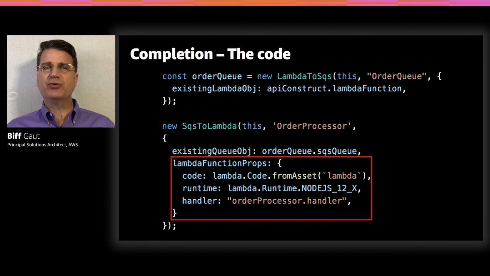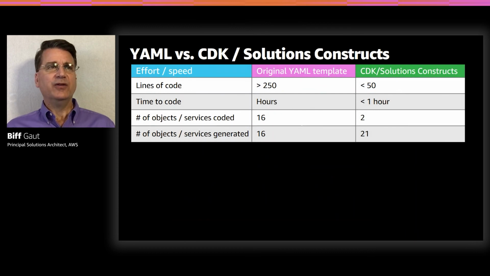But let's compare the 2 prototypes we did write. The original prototype took more than 250 lines of YAML. The new prototype required less than 15 lines of TypeScript. The original prototype took hours to write. The second one was complete in less than an hour. The first prototype deployed 16 different resources, each of which had to be hand-coded. The second prototype deployed 21 resources, and we only had to create 2 TypeScript objects. That's just how much faster it was.